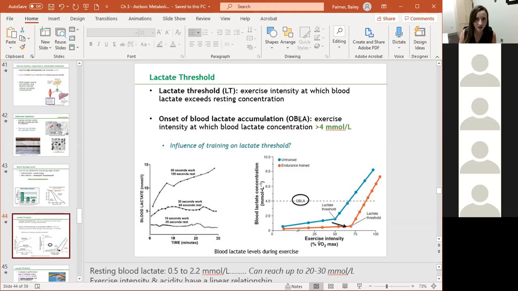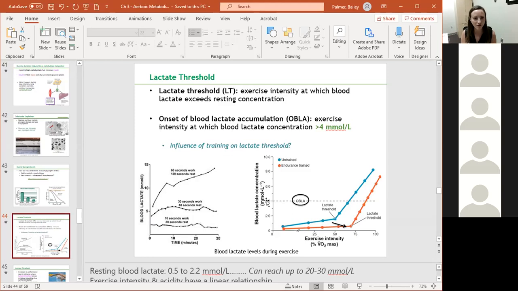So that's where OBLA comes in. Remember, OBLA is a set number. It's at 4 mmol per liter. And we see right here, there's 4 mmol. So that's where OBLA occurs. OBLA is the same for everybody. It's lactate threshold that's different.